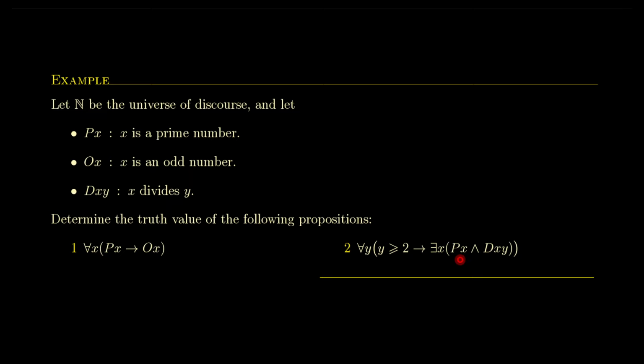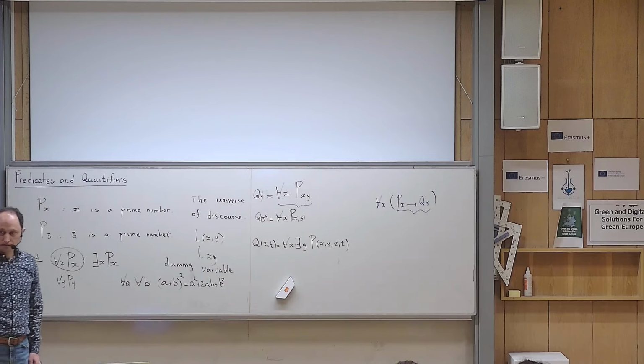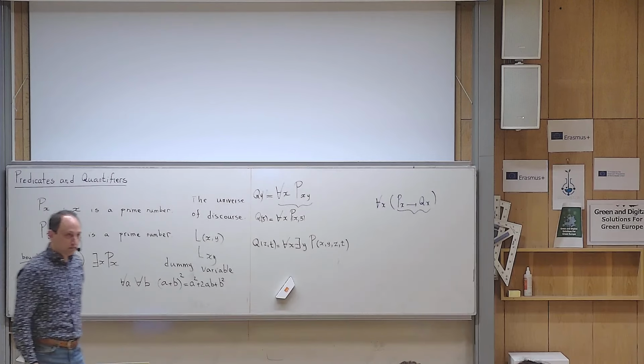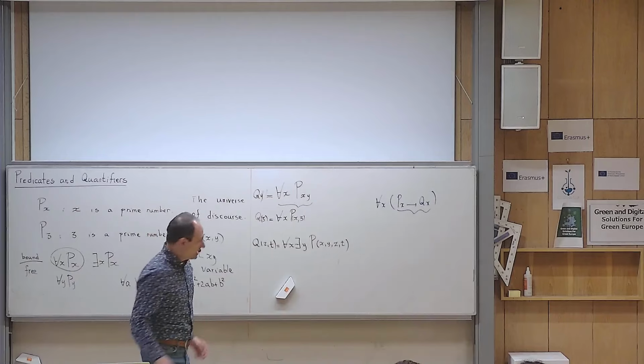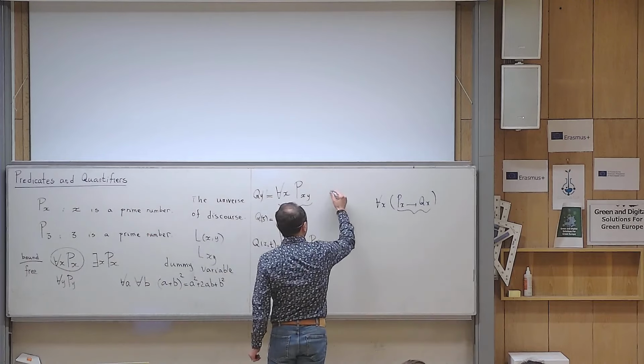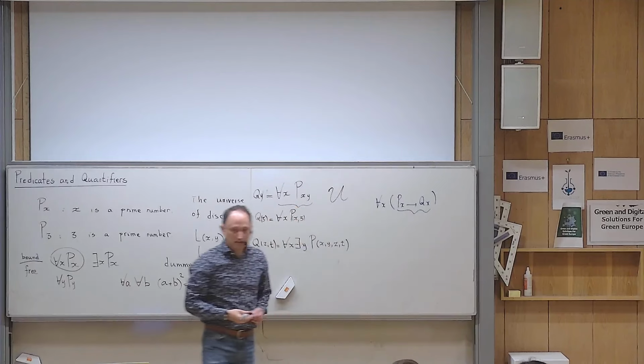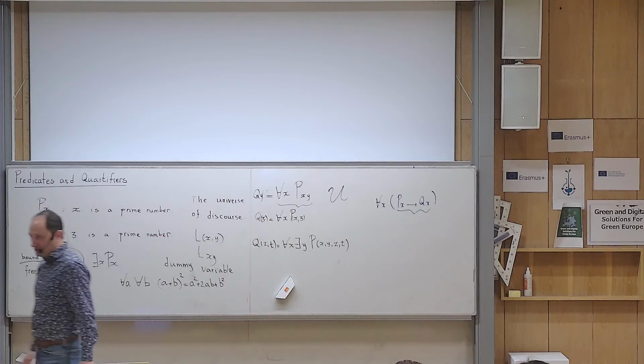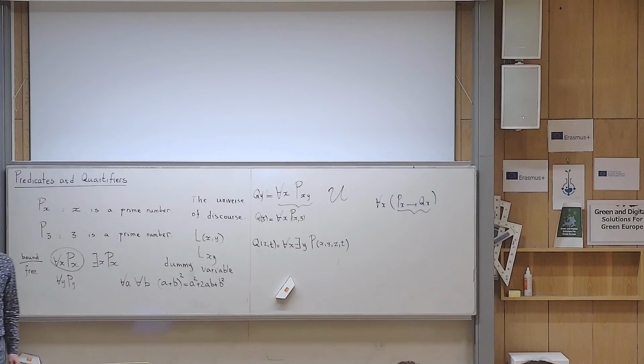The universe of discourse is still natural numbers. Yes, I have written N. Let N be the universe of discourse. Define the universe of discourse like Jerusalem said. Sometimes they use a curly U, something like that. But to be honest, I don't know if this is standard or not.